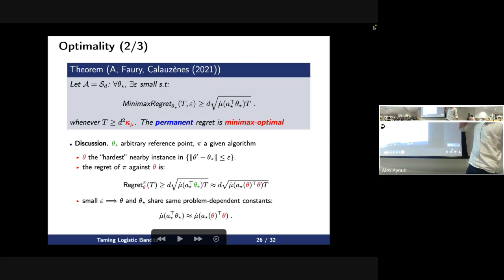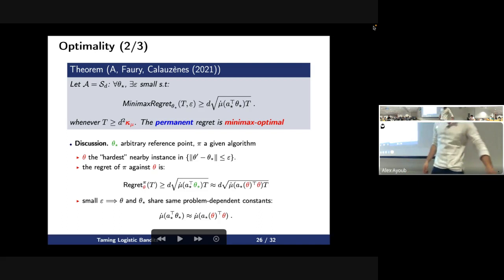And just a bit of discussion, how can we use this minimax regret notion to have a problem dependent constant? So you fix a nominal model theta star, and you pick a nearby hard alternative theta, which has a large regret that scales with theta star. But since they are both close, mu dot of a star will be very close to mu dot of the optimal action associated with theta, and you'll recover the result that you want.